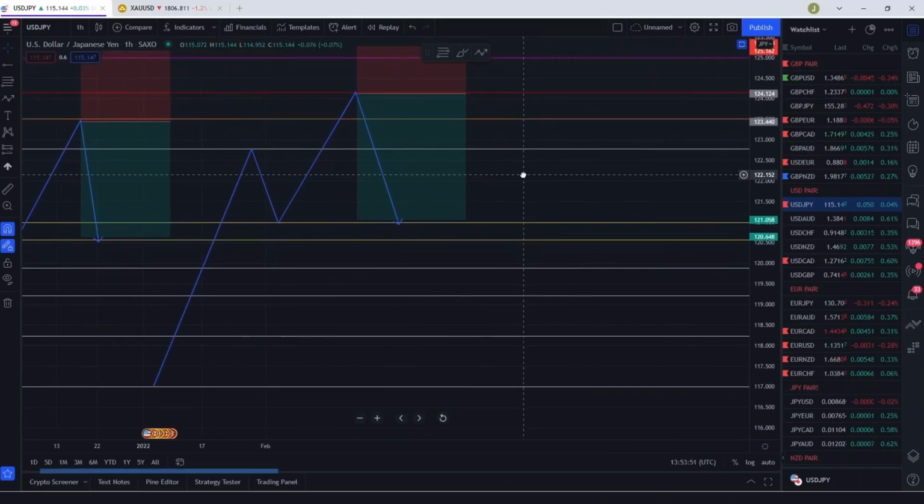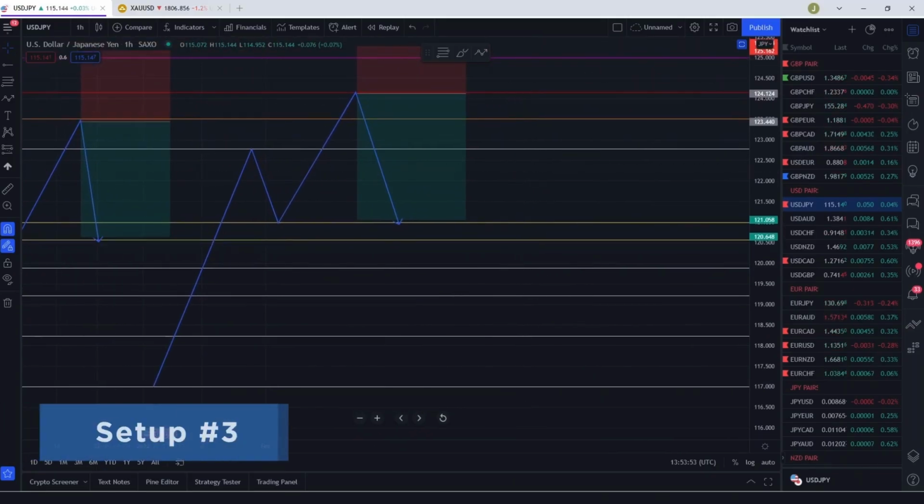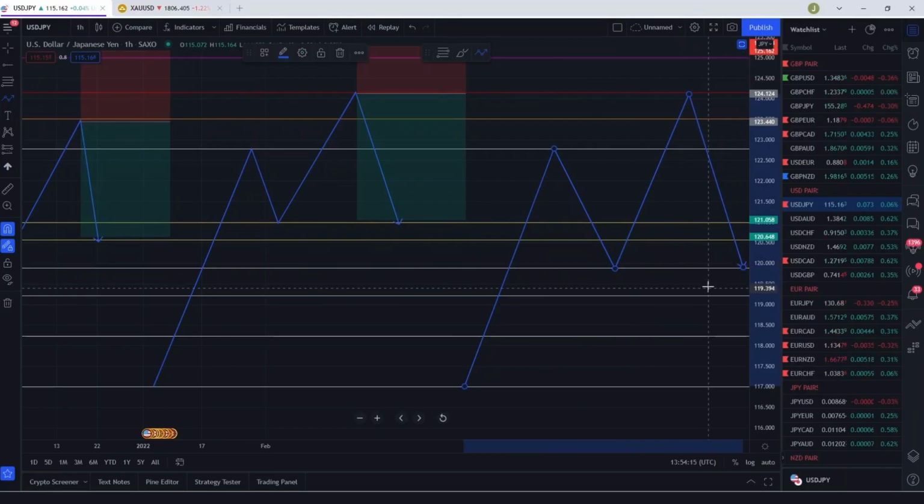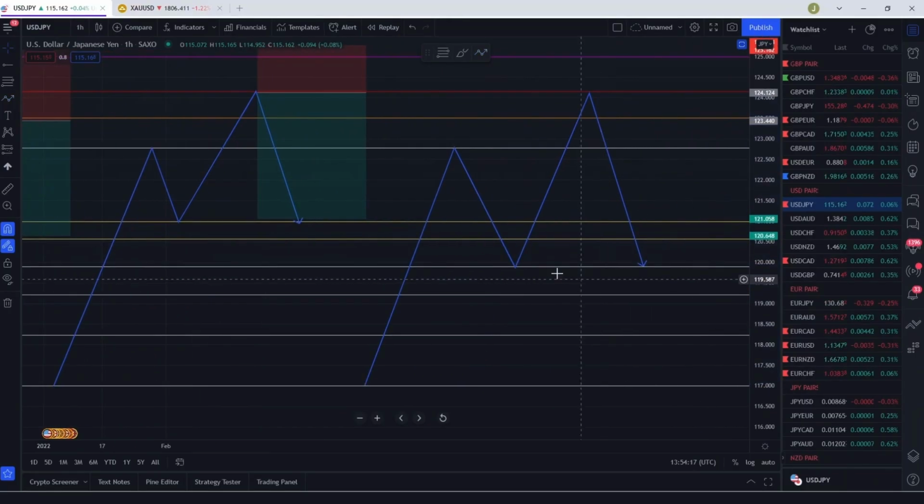Now, if we look at the third one, that is when we have a deeper retrace. So we're going to have a rally, an impulse. We're going to retrace 50%, and then we're going to be looking to take an entry at the counter trend, and then we're going to trade it back down to that 50% level. So this is the one with the greatest risk to reward.